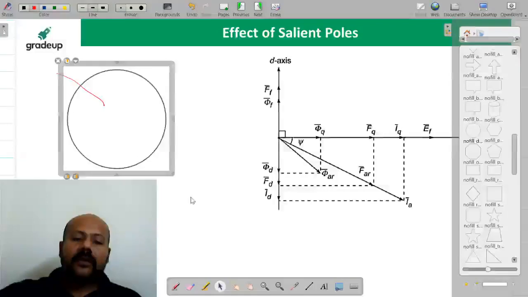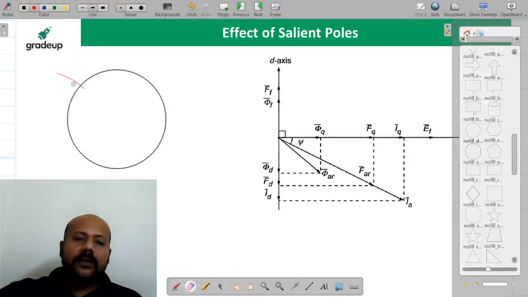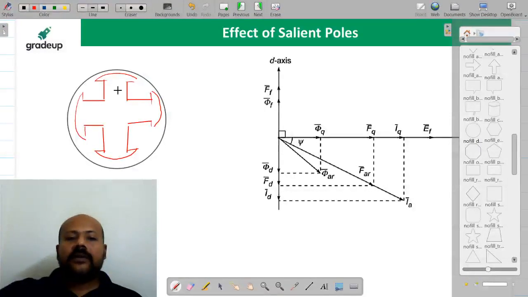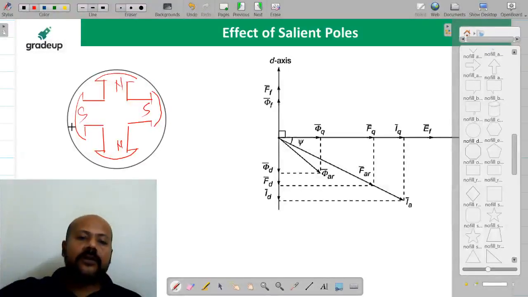Is it clear to all of you? So beta, what is going to happen if you are going to have a salient pole? The situation is going to be something like this. This is going to be your salient pole rotor synchronous machine. It is going to have 4 poles. You remember this? This is north, this is south, this is north, this is south. Alternate north and south. Is it clear? Now when you are having this, we call it a salient pole.